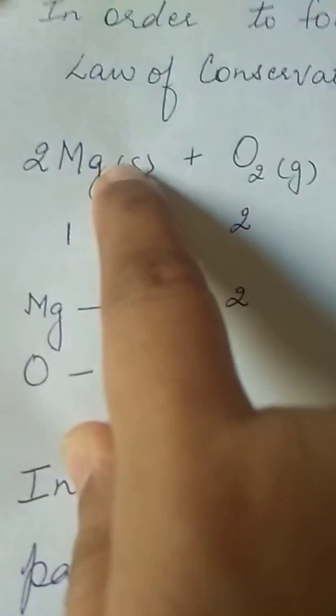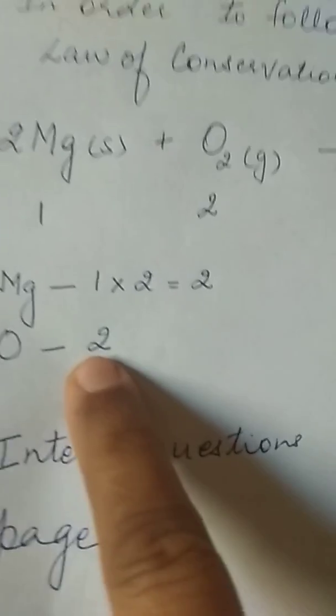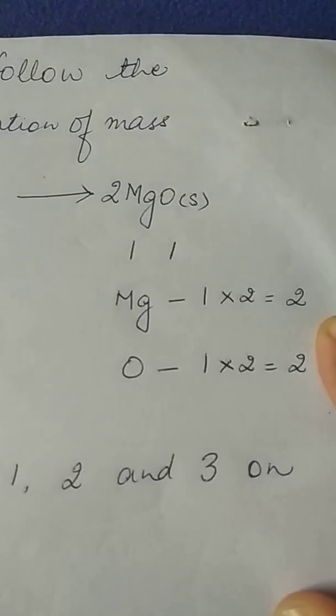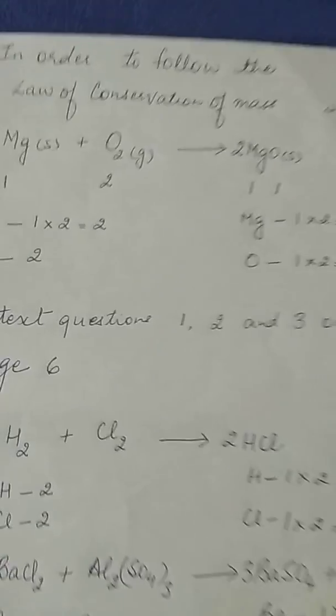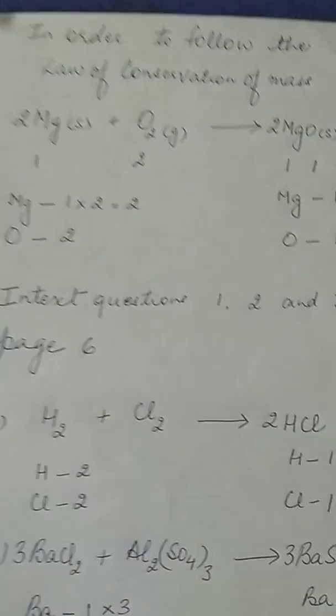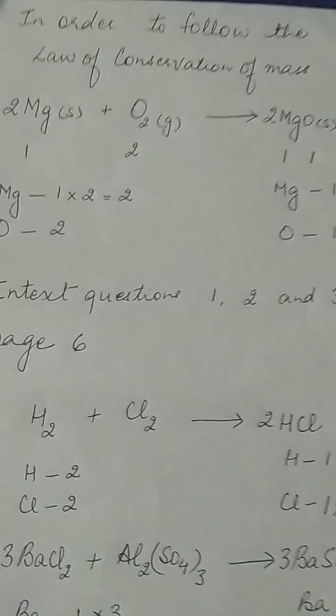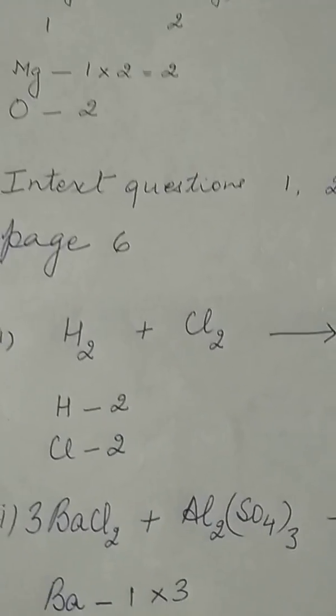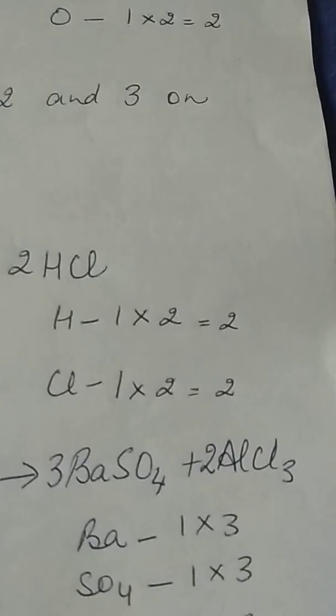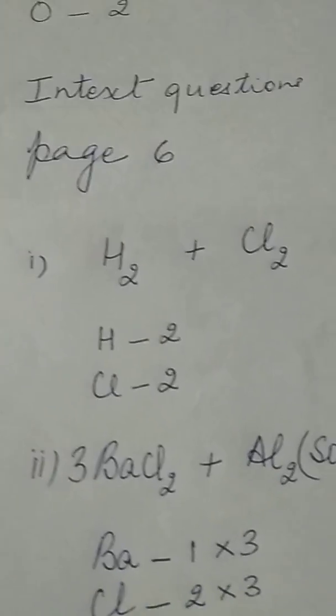So now what do we do? We multiply the 1 with 2 and get 2, so that here now before magnesium we are placing a 2. Now we have 2 atoms of magnesium and 2 atoms of oxygen towards the reactant side, and 2 atoms of magnesium, 2 atoms of oxygen towards the product side. Hence, we can see that the equation is now balanced. Every element has the same number of atoms on both reactant as well as product side. Now, I would like you to have a look in your book at in-text questions 1, 2, and 3 on page number 6.